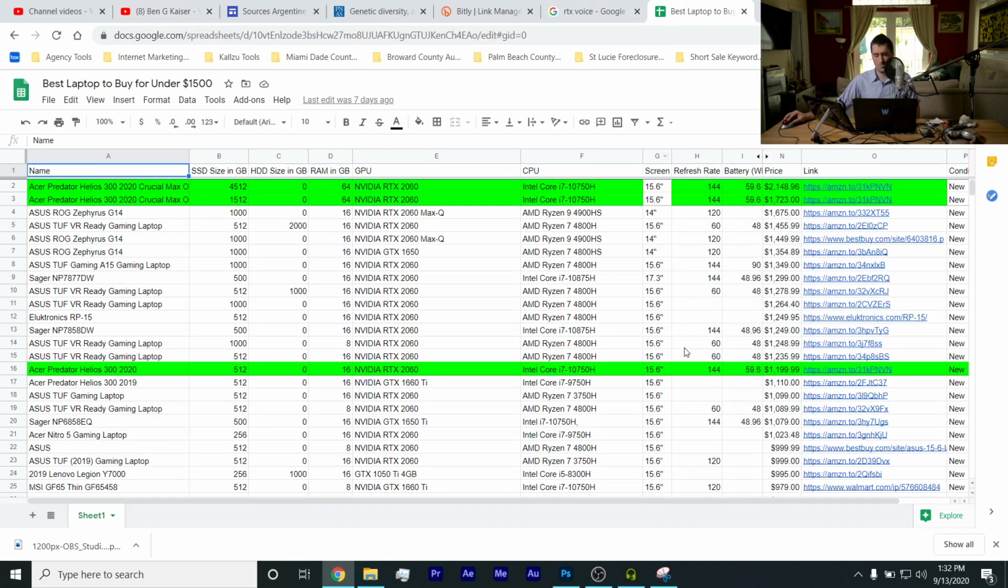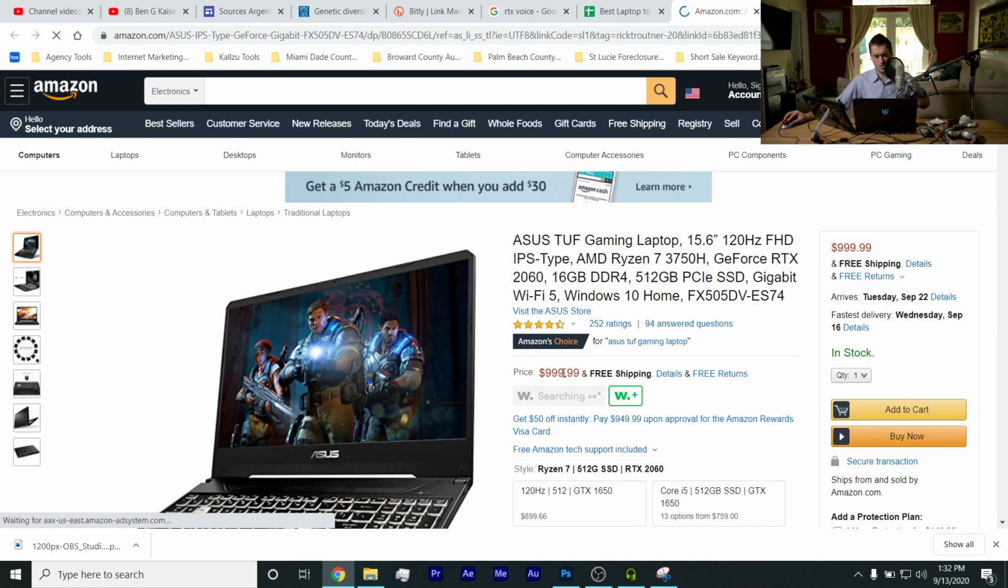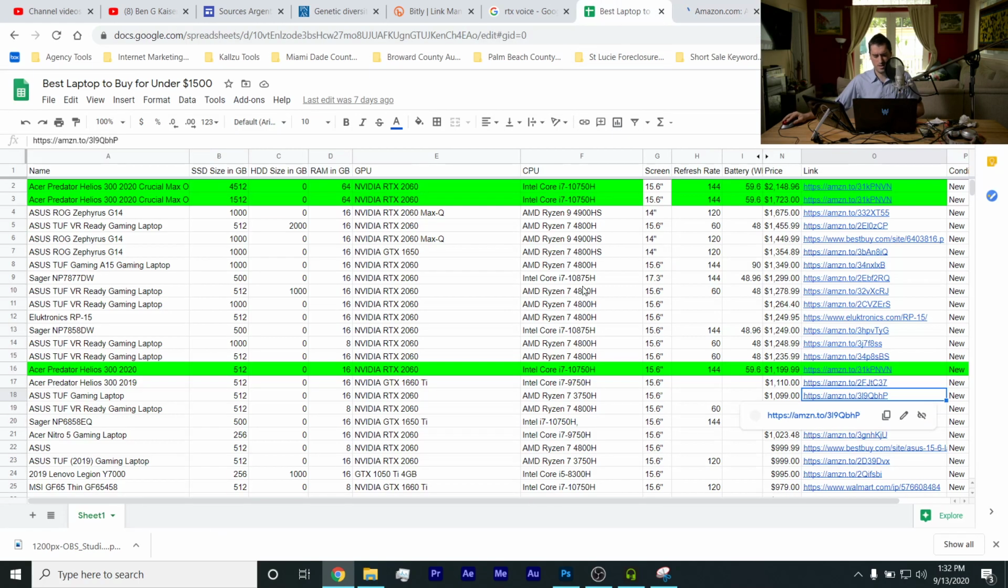So in the last video, the first laptop that I found when I started looking for a laptop was this Asus TUF. And we see the link here. Let's see how much this is running for now. Ooh, so this is running for $9.99. Whoa. Let's just call that $9.99.